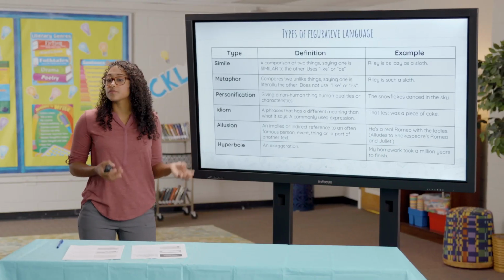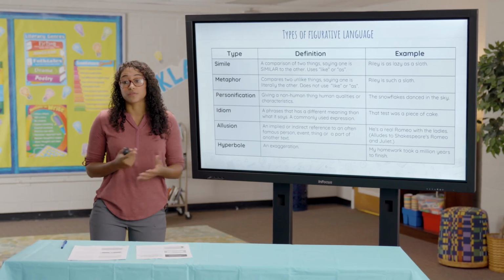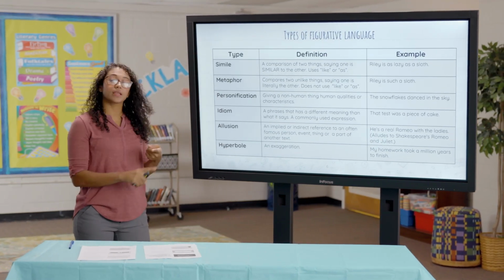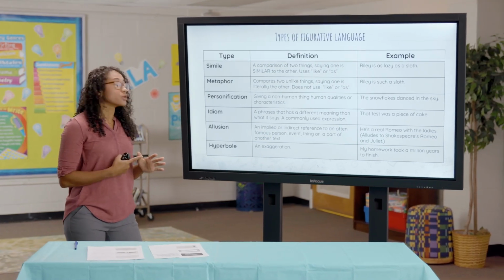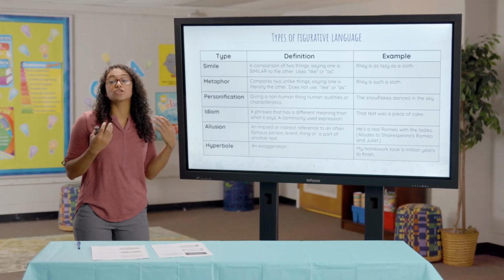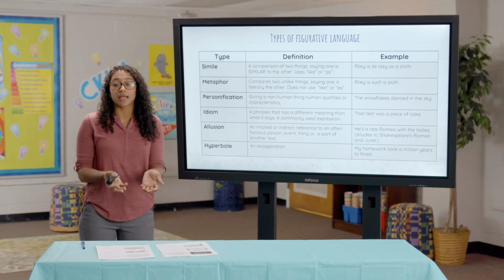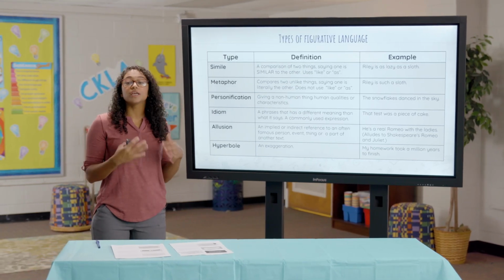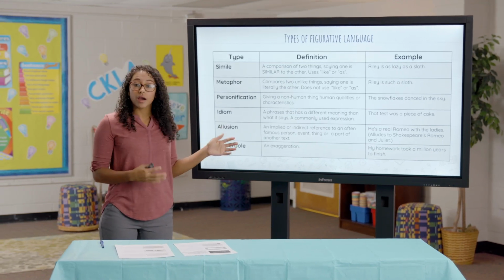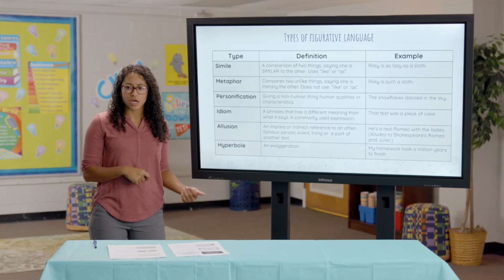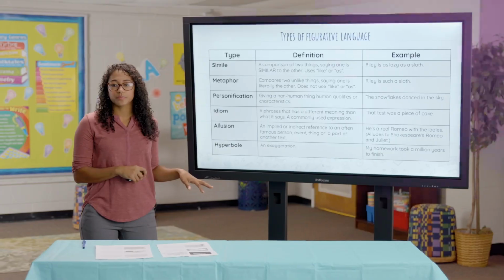So here are a couple different types of figurative language that really should be familiar to you. A simile, a metaphor, personification, an idiom, an allusion, and hyperbole. Again, these should all be really familiar to you, and you may already have this list in front of you. But if you need to refresh your mind about what these are and examples, go ahead, pause the video, and look over this chart.